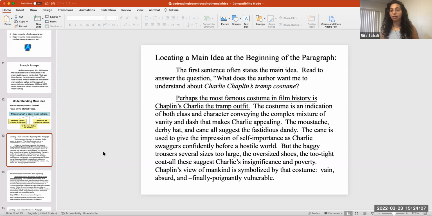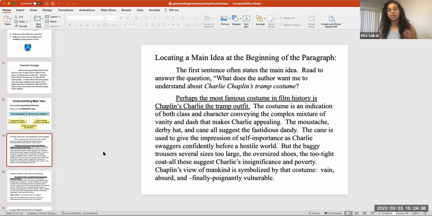So let's read it again. Let's look at this more closely and look at the first paragraph. Perhaps the most famous costume in film history is Chaplin's Charlie the Tramp outfit. Well, here we have what we're going to talk about: the most famous costume in film history. And what is the most famous costume in film history? It's Charlie Chaplin's outfit, right?